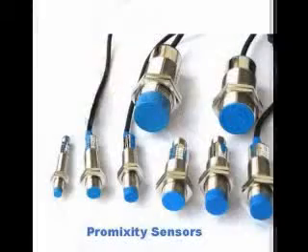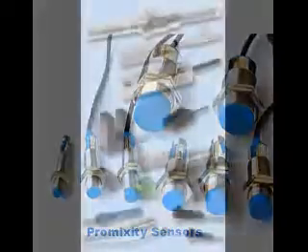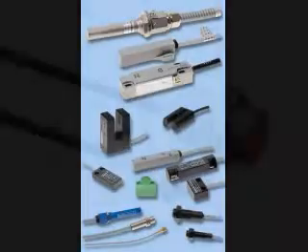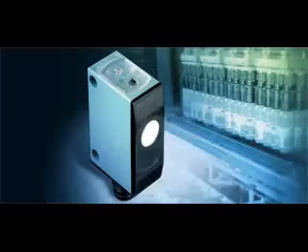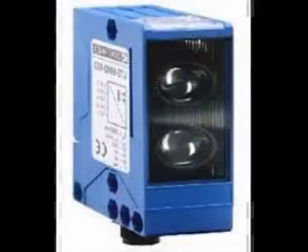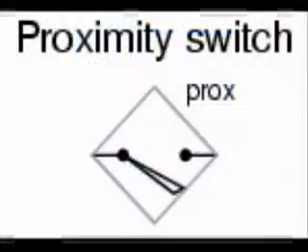Similar to a limit switch, a proximity switch does not need to touch something to sense its presence. Proximity sensors use a variety of methods to sense the presence of objects, including magnetism, capacitance, sound waves, and light. This is the symbol for a proximity switch.